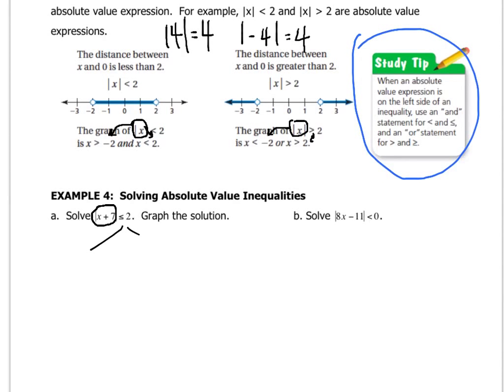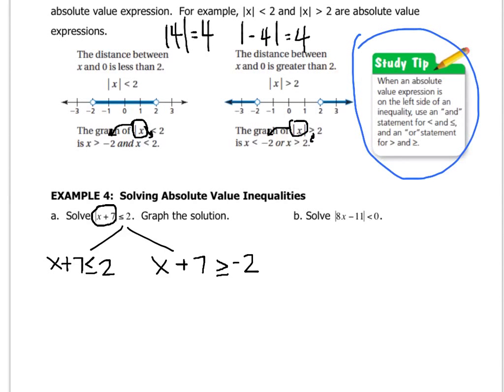So here's what I do. I do a little split up, and I say one possible solution is that it's less than or equal to 2. And you remove the absolute value signs, the little vertical lines. The other possibility is that it represents the negative number. Now, when you write the negative number, you have to flip the symbol because you're dealing with the negative and you're changing it as we've done before. So these are the two inequalities.